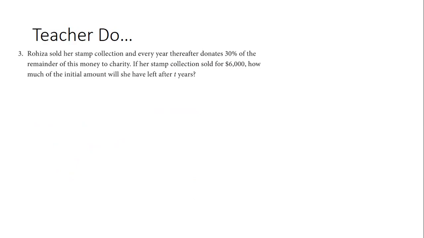All right. Rohiza sold her stamp collection and every year thereafter donates 30% of the remainder of this money to charity. If her stamp collection sold for $6,000, how much of the initial amount will she have after 2 years? Okay. So we're going to mark the text. We have 30%. That's important. She's donating 30%. She sold and earned how much? 6,000. And it wants us to find how much of the initial amount she will have after 2 years.